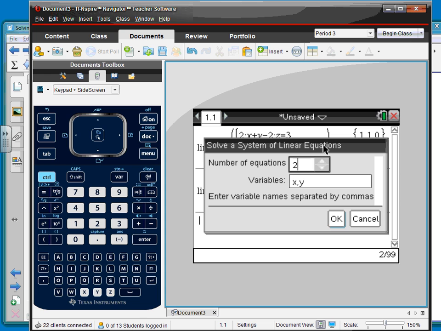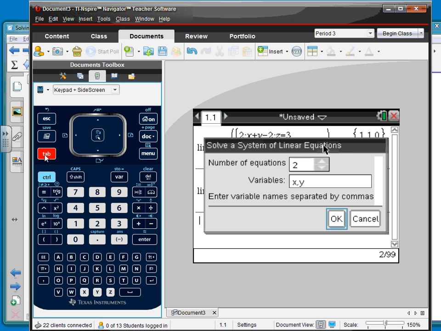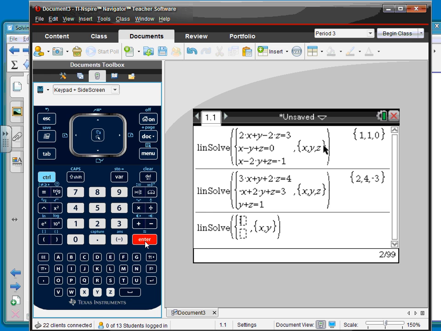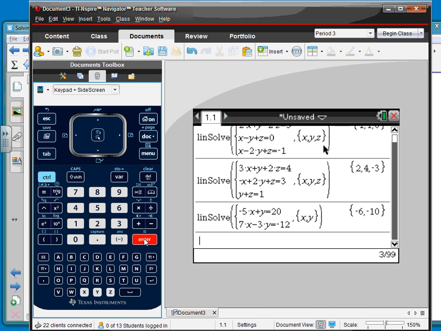This time, how many equations do I have? I have 2, so I'm good to go. I can just hit tab and hit OK and enter. And now I'm going to type in negative 5x plus y equals 20, tab, 7x minus 3y equals negative 12. And hit enter. POI is given again. I just think this is supposed to be the calculator's speed.